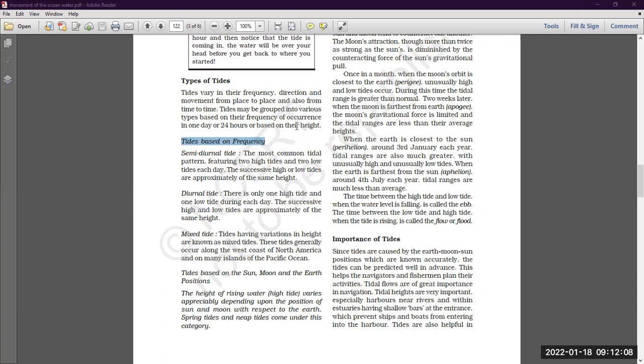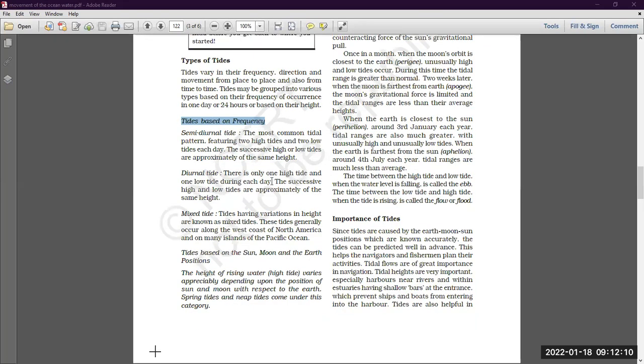Now, the next classification. We discussed the first classification of the tide, on the basis of frequency, and there are three. The first is semi-diurnal, the second is diurnal, and the third is mixed tide. The next classification is based on positions. As we all know, Earth, Sun and Moon are not static in position. These are all dynamic. The Earth is rotating as well as revolving around the Sun, and the Moon is the natural satellite of the Earth. It also revolves around the Earth.